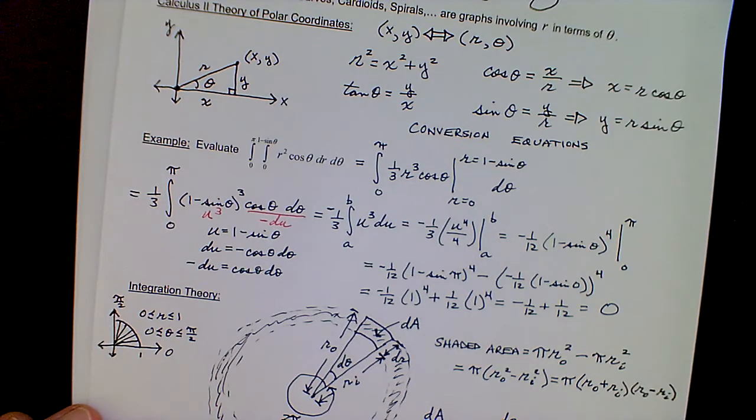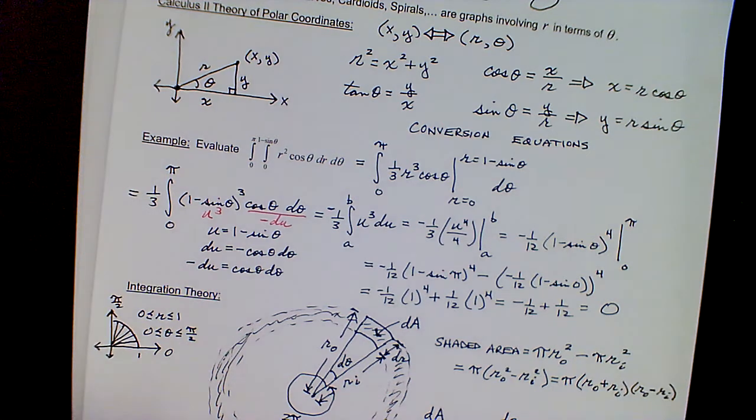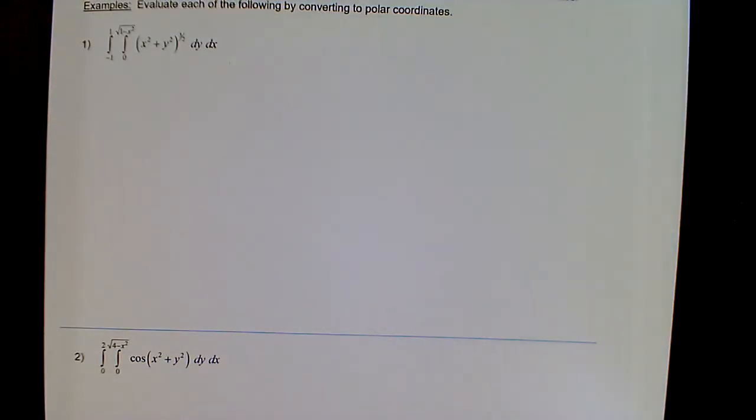And we've got some examples. In the first example, I think we can get through this quickly. We want to evaluate by converting to polar coordinates. And I think we'll stop right there for this one. So we'll come back and we'll probably have a couple more parts to this lesson.